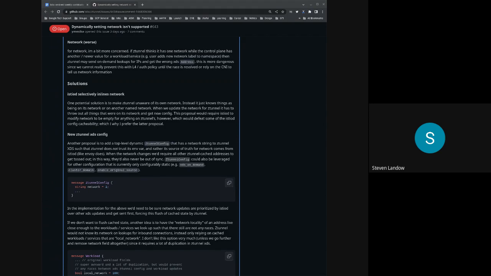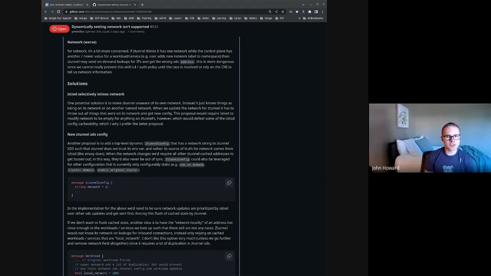Isn't the proposal not actually to do the dynamic update? The proposal is to make ztunnel not aware of its own network. Right, yeah. The proposal is to remove network altogether from ztunnel and have it just know things as being on its network or not on its network. Right, but the proposal is introducing a ton of complexity to solve what seems to be a non-problem that's already existed in Istio since its inception. So that's what I'm concerned about.